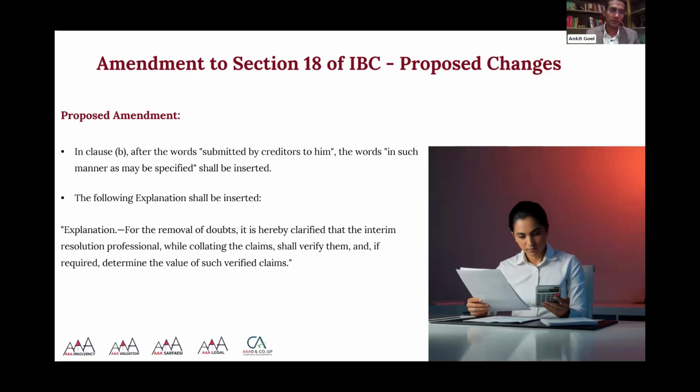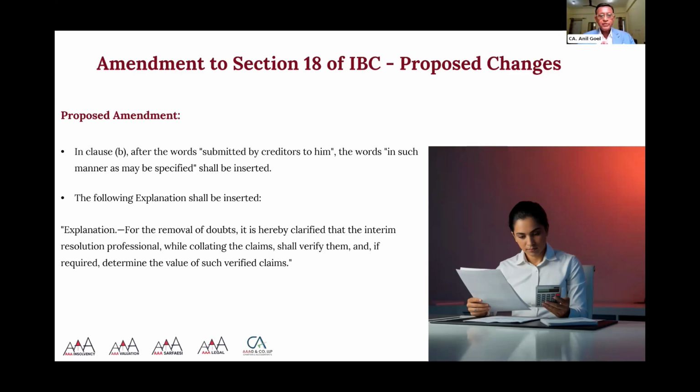And I think it's good that it is getting implemented, because what it used to do was create a scenario where the change was almost always there. Wherever the CD used to propose an RP, the creditors, as a policy, used to change the RP, because they used to feel that the RP's loyalties lie with the company.